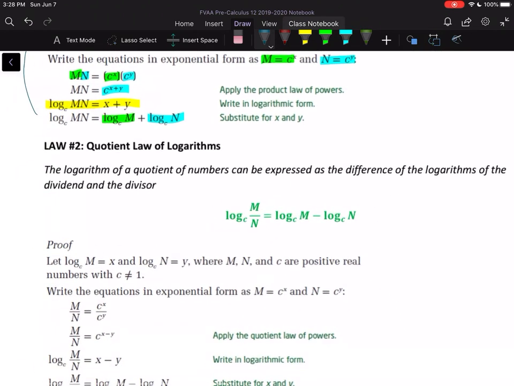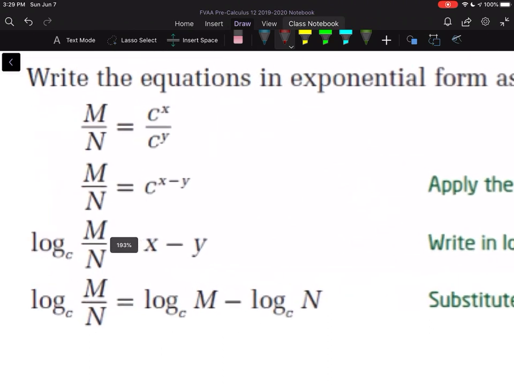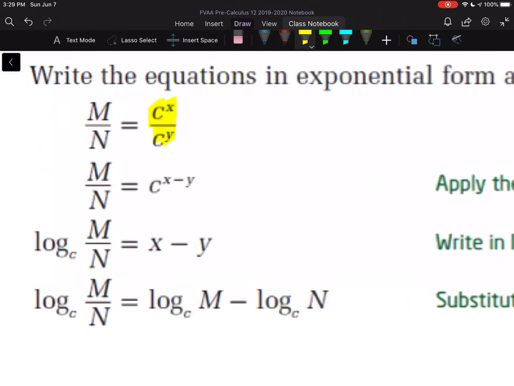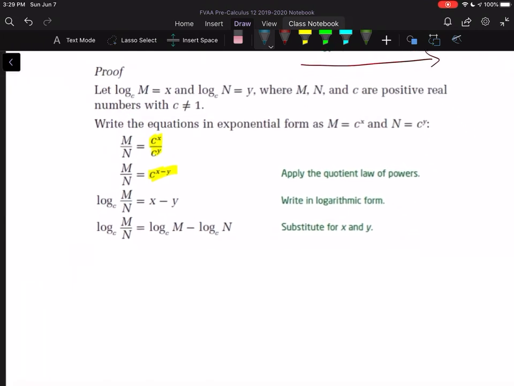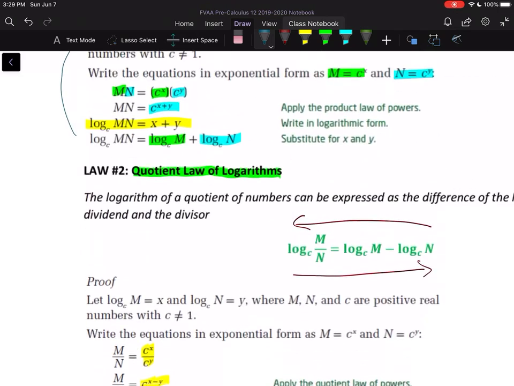Law number 2, again, is based on the quotient of powers law, but it's the quotient law of logarithms. It just says that log base c of m over n is equal to log base c of m minus log base c of n. And again, these are two-way laws. They work back and forth. And the proof is similar. Essentially, again, you're using that quotient of powers law to prove the logarithmic law. So make sure to take a look at that. Make sure you understand those proofs.